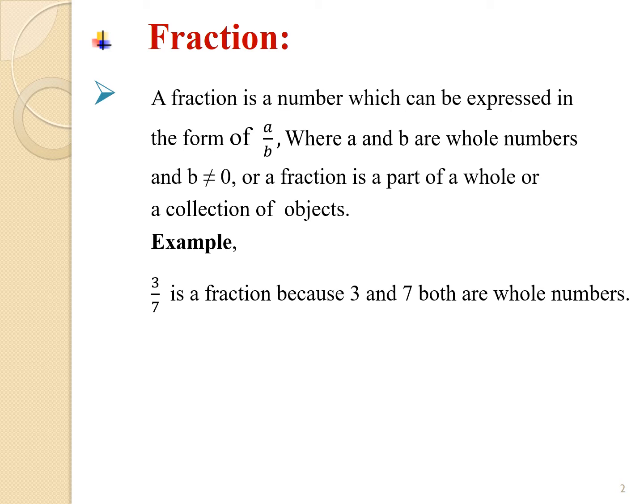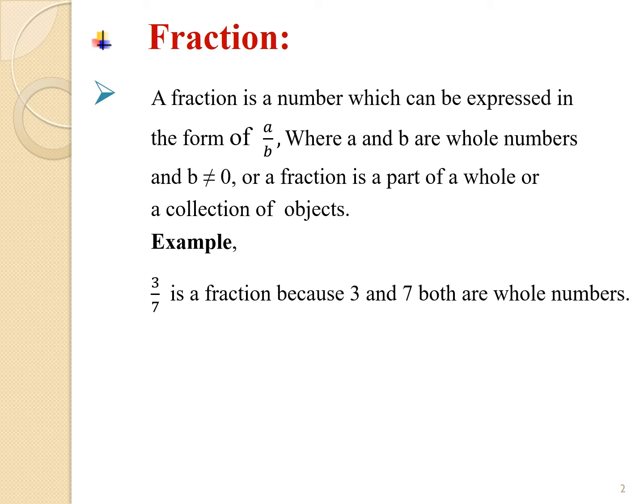Improper fraction. Fractions in which the numerator is greater than the denominator are called improper fractions. For example, 7 upon 4, 8 upon 3, 9 upon 4 are improper fractions. Proper fractions. Fractions in which the numerator is less than the denominator are known as proper fractions. Example, 4 upon 5, 3 upon 7, 6 upon 11 are proper fractions.